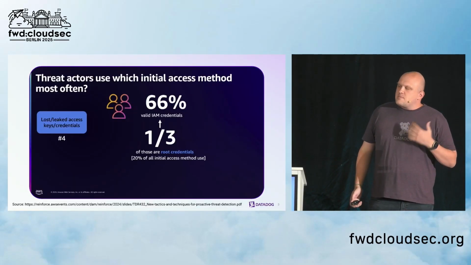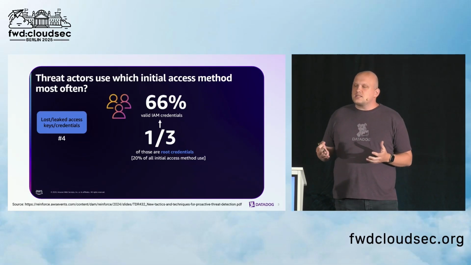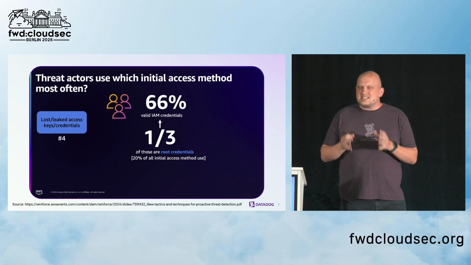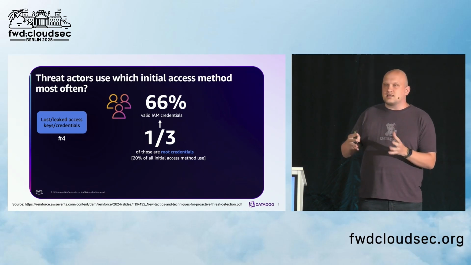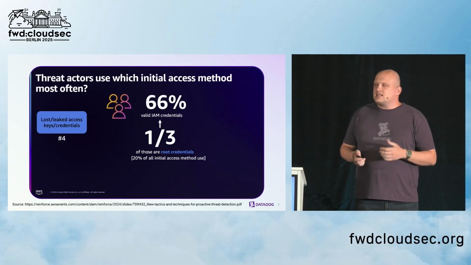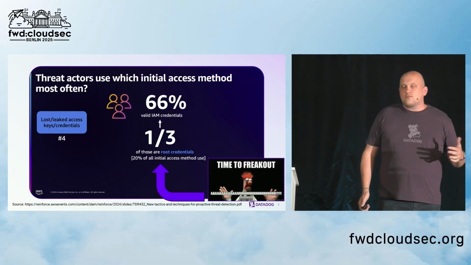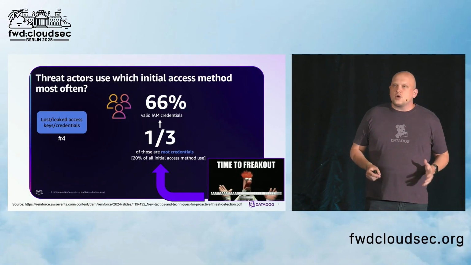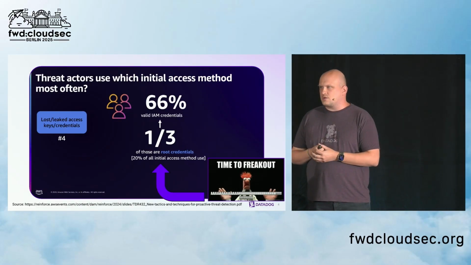One particularly upsetting statistic comes to us from AWS's own customer incident response team, who stated that in 66% of incidents, the initial access method was leaked access keys. And in perhaps a slightly even more upsetting case, 20% of those came from root credentials. So we know threat actors are constantly looking for these credentials.